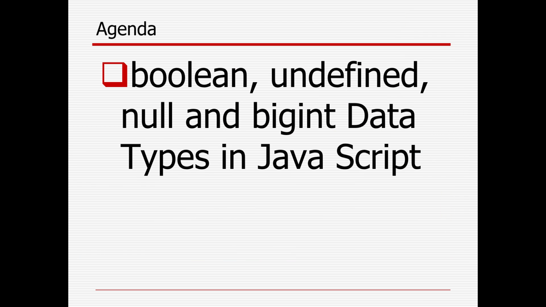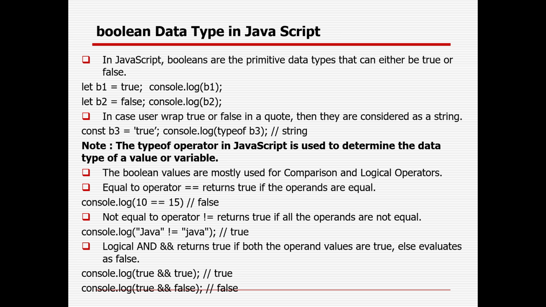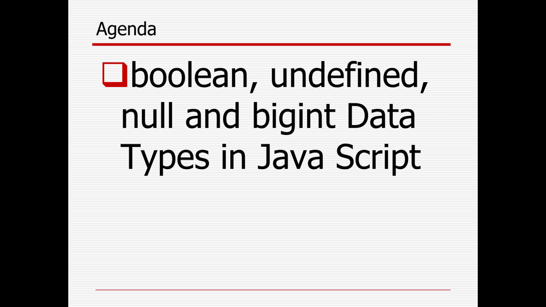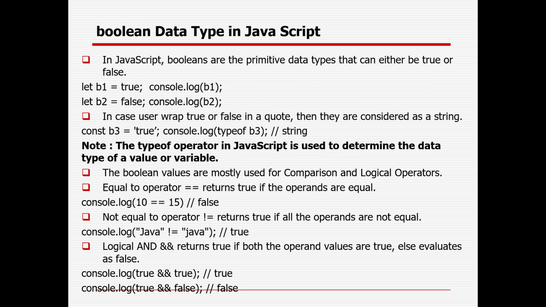In today's session I will cover what is boolean, undefined, null and BigInt data type in JavaScript. You have already seen a lot of data types like string and number. Today I will cover four important data types from the primitive ones, which are boolean, undefined, null and BigInt. In JavaScript, booleans are one of the primitive data types that can hold either true or false. So let's see how we can assign a value as part of the primitive data type which is boolean.